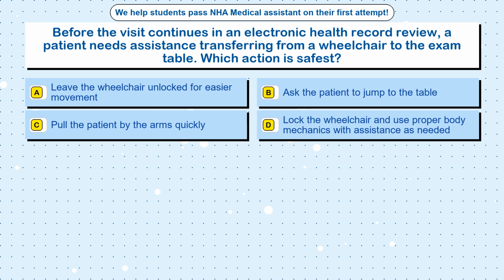Question 71. Before the visit continues in an electronic health record review, a patient needs assistance transferring from a wheelchair to the exam table. Which action is safest?